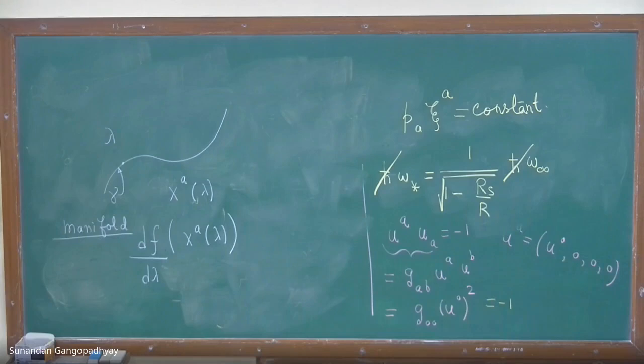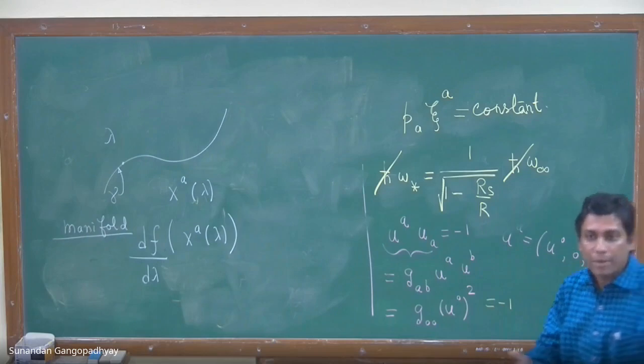Circular equation, what is the equation of the circle? x square plus y square is equal to a square. Now, the same circle, you can write it down as what? x is equal to a cos theta. So, theta is a parameter. So, circle, those are the parametric equations.